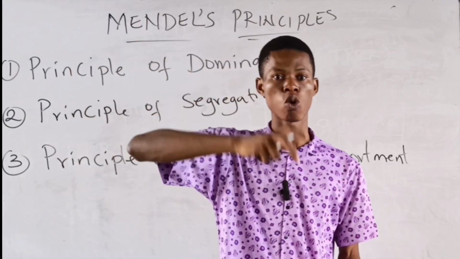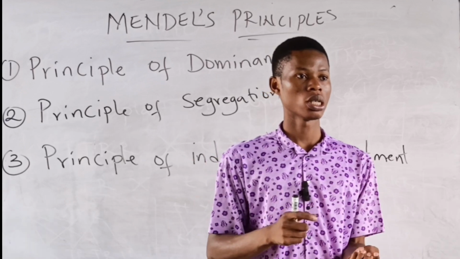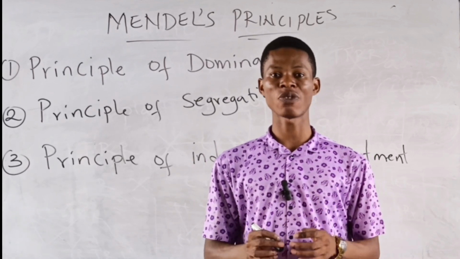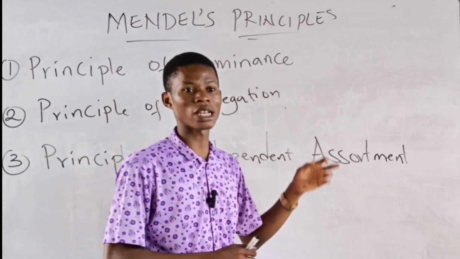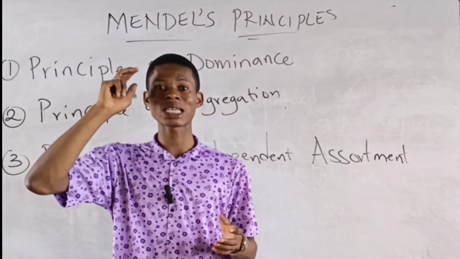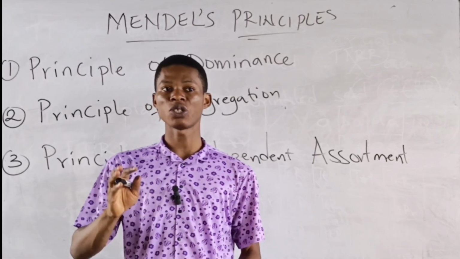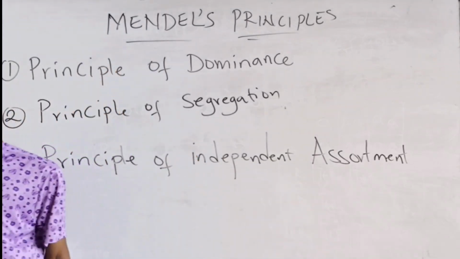will mask the other one, right? It will mask the other one. And the one that is masked is called what? The recessive allele. Do you understand that? It's called the recessive allele. Now, for dominant allele, we said dominant allele is represented by what? Is it capital letter or small letter? Capital letter, right? While the recessive is represented with what? Small letter.